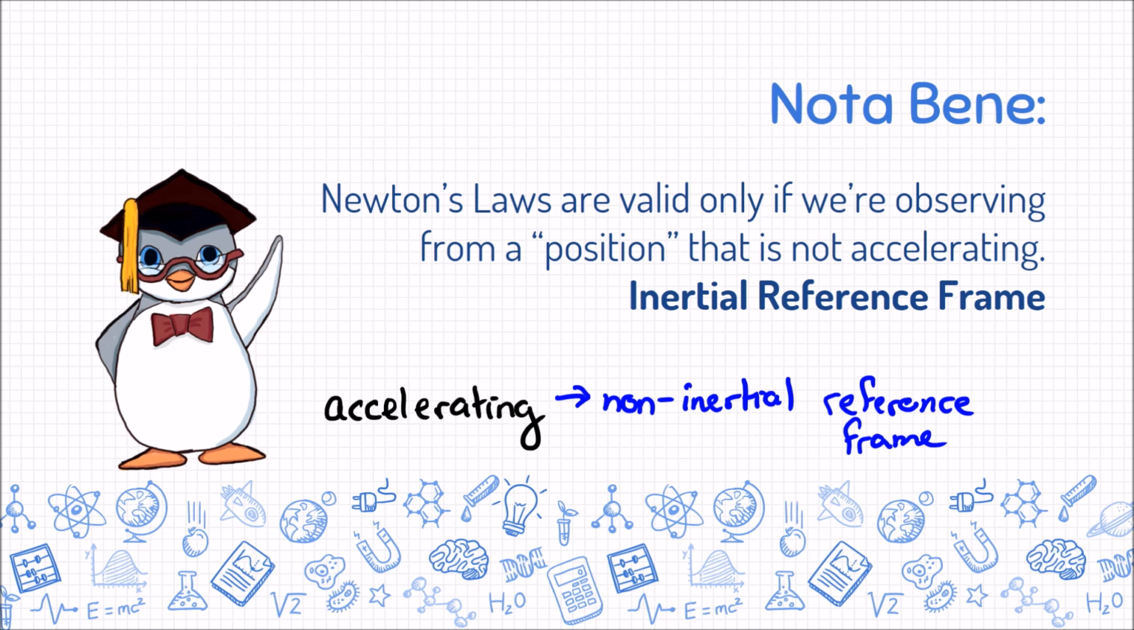Another time that it would happen is if you're on a carousel or a merry-go-round. As you are constantly changing direction by going in a circle, you are constantly accelerating, because you're constantly changing direction, which means you are changing your velocity, even if you're going at a constant speed.